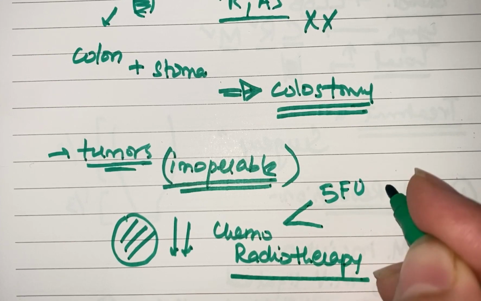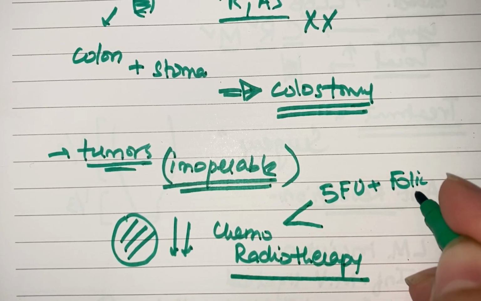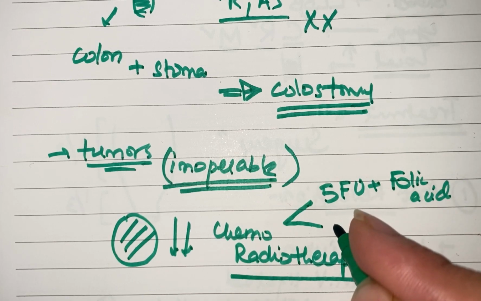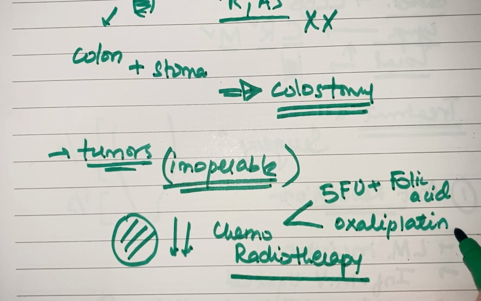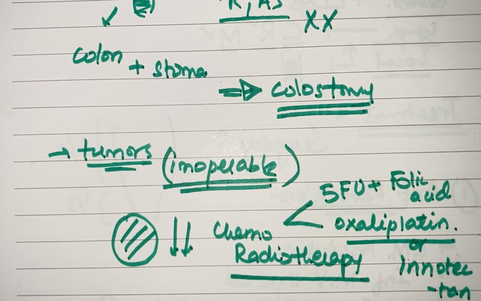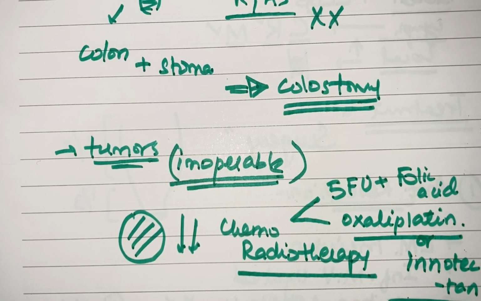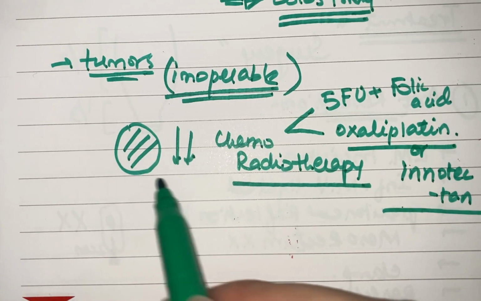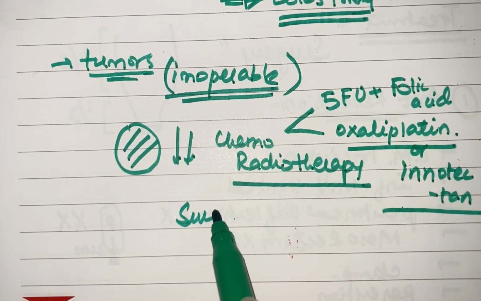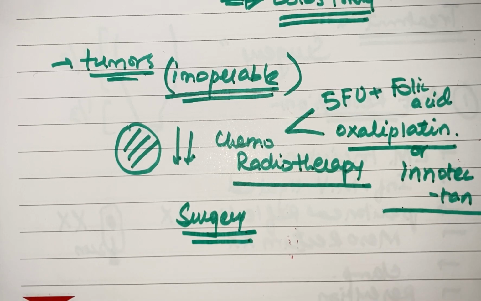We have 5-fluorouracil plus folic acid given to the patient, or the latest now are oxaliplatin or irinotecan. Okay, so this is the whole preoperative management, and then of course when the size is reduced, we can perform surgery again. So this is the whole management in case of inoperable tumors.